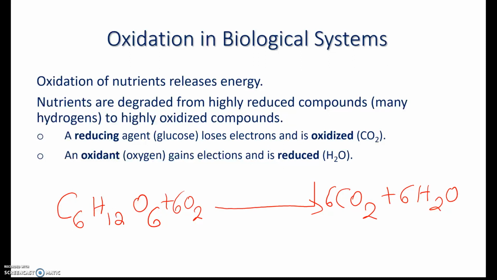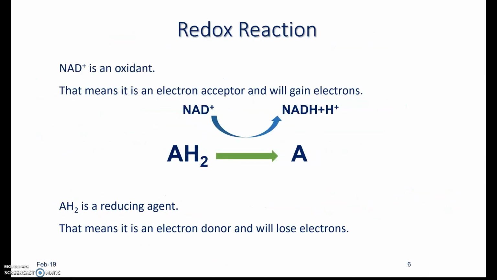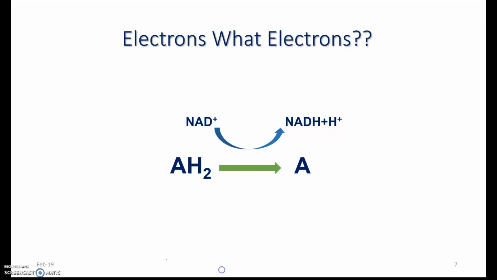This is the formula for respiration. So now for some vocabulary. NAD, in this case, is an oxidant. That means that it is an electron acceptor and will gain electrons. AH2, where A is any random molecule, is a reducing agent. That means that it is an electron donor and will lose electrons.